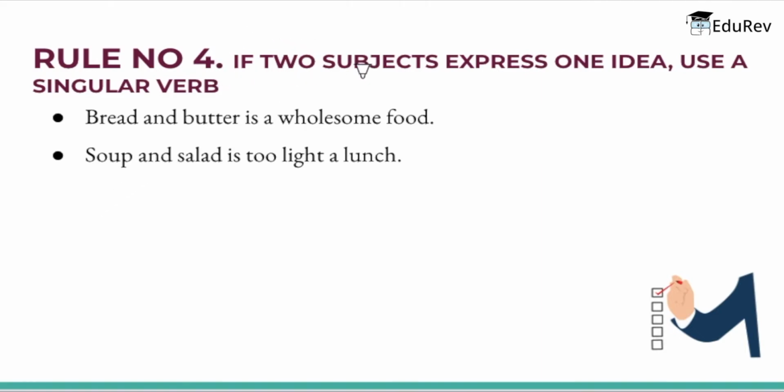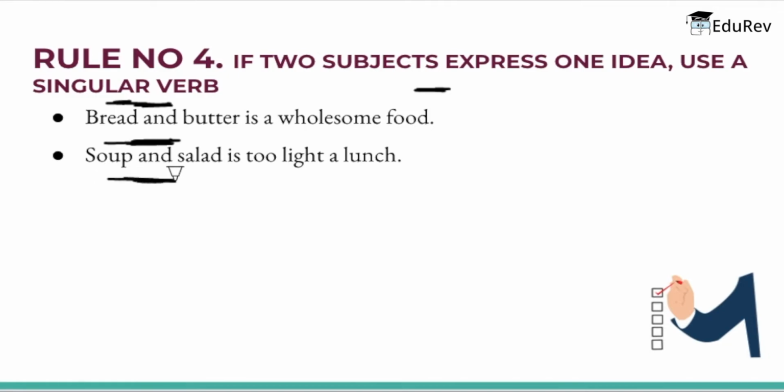Now rule number 4 states that if two subjects express one idea, we need to use a singular verb. That is, suppose bread and butter is a wholesome food. So in this case, we have used a singular verb. Why? Because bread and butter reflects one idea. So whenever two subjects express one idea, in that case, we have to use a singular verb.